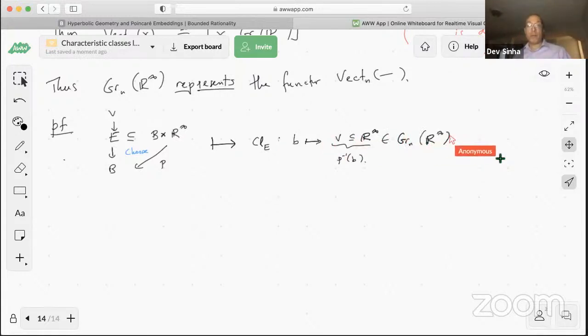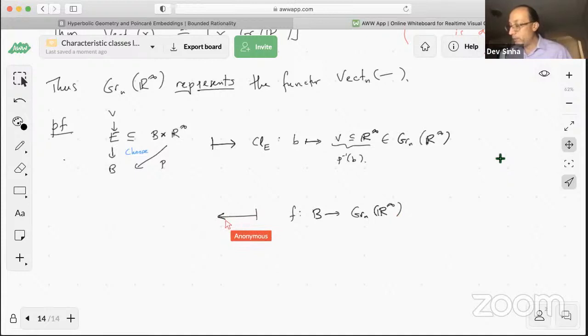So that's a map from the collection, or a putative map. I made a choice in there. Going the other way, if I have some map from B to GR in R infinity, I'm going to pull back the universal bundle. And the idea is that if these are well defined, then they're clearly inverses.